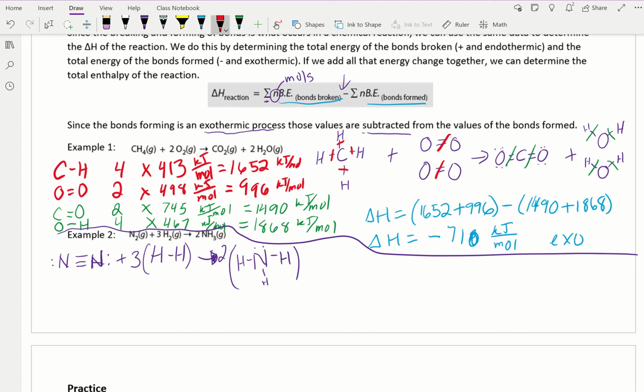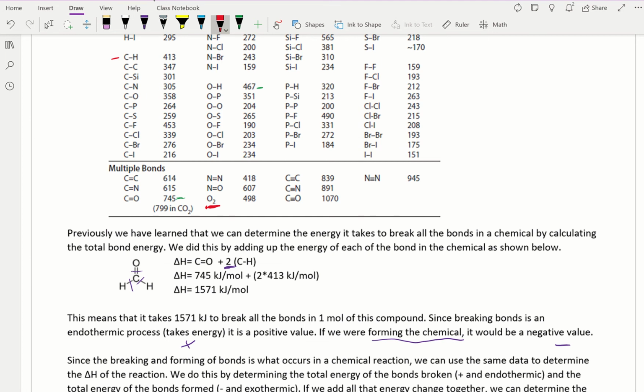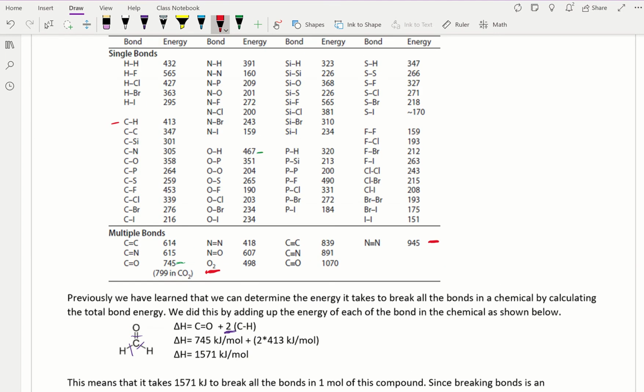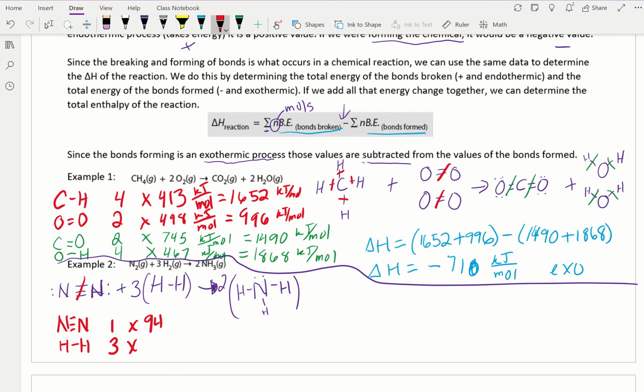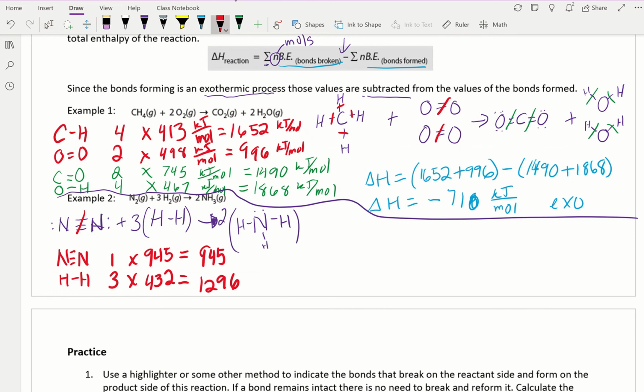All right, I'm going to do my bonds broken in red here. So I'm breaking a nitrogen triple bond, one of those, and I'll look up its value, and a hydrogen single bond, but I'm breaking 3 of those. So my nitrogen triple bond is 945, and my hydrogen single bond is 432. So this one, we get the same answer. And 432 times 3, we get 1296. And these are kilojoules per mole again. All right, so that's all my bonds broken.